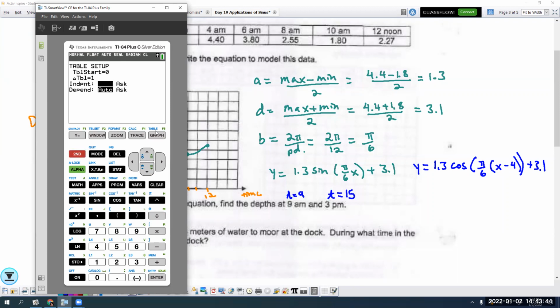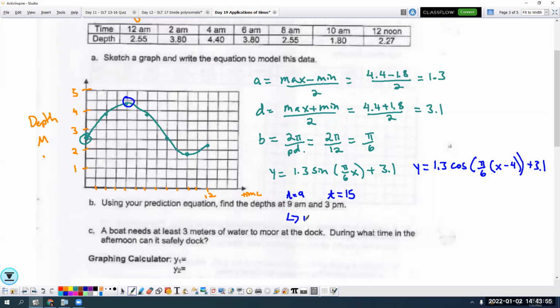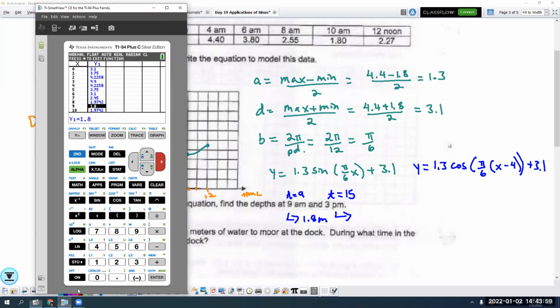You know, I could put this in the home screen, but because I need 2, it just kind of makes sense. So here at 9, I see I'm at 1.8 exactly. So at 9 a.m. is 1.8 meters. And 3 p.m. is, go down to 15, 4.4 meters.